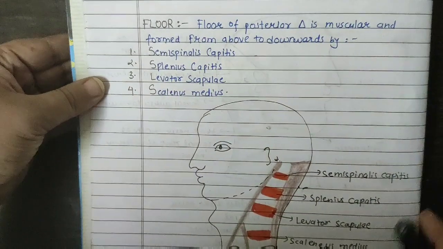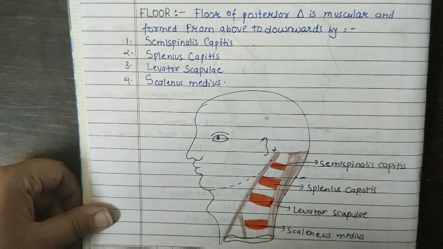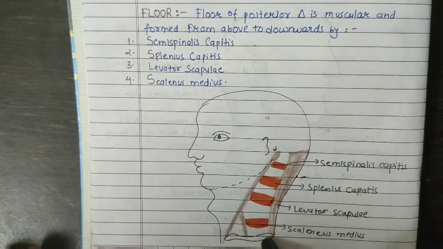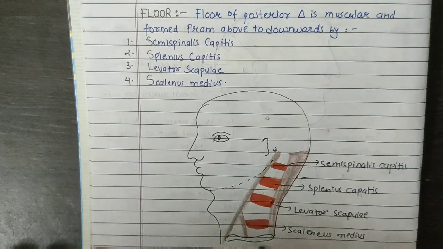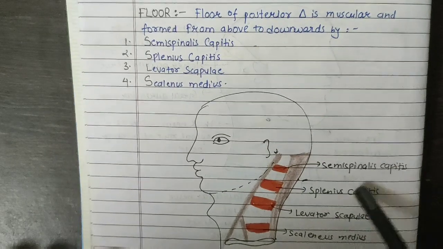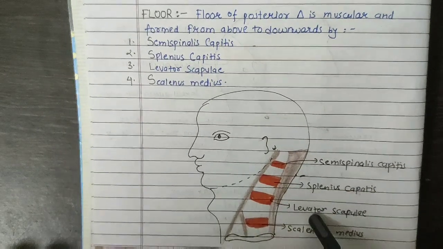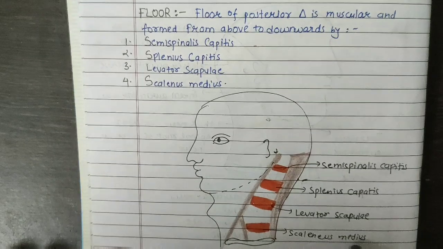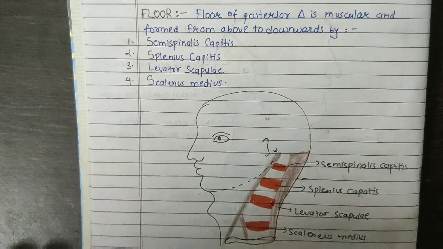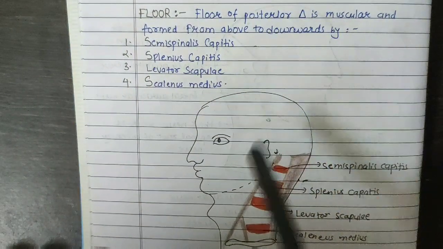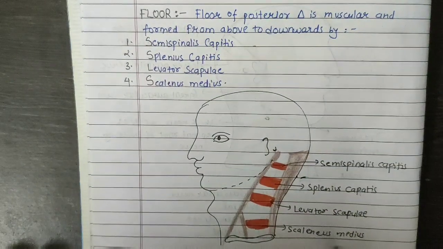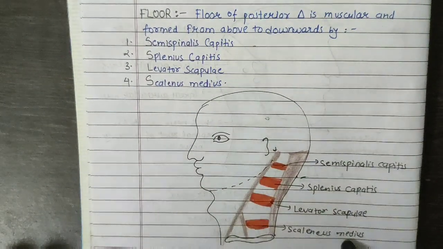Okay, now coming on to the floor. Now floor is made up of these four muscles, from above to downwards. So what are these muscles? Semispinalis capitis, splenius capitis, levator scapulae, scalenus medius. So these are the four muscles that are forming the floor. Now the floor of posterior triangle is muscular and it is formed from above to downwards by these four muscles. So you have to simply remember and recall the picture.